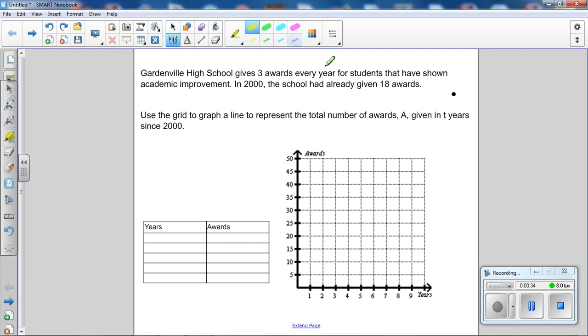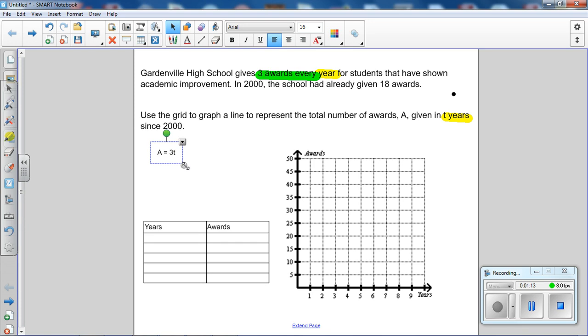The first thing I know is that my variable should be represented by T years. So I find the word years here. And anytime I find that, I'm also noticing 3 awards every year. We know that the word every means to multiply. So this gives us our initial multiplication, and it tells us that our awards A is what we're going to be setting this equal to. So the first thing I can do is say A equals 3T.